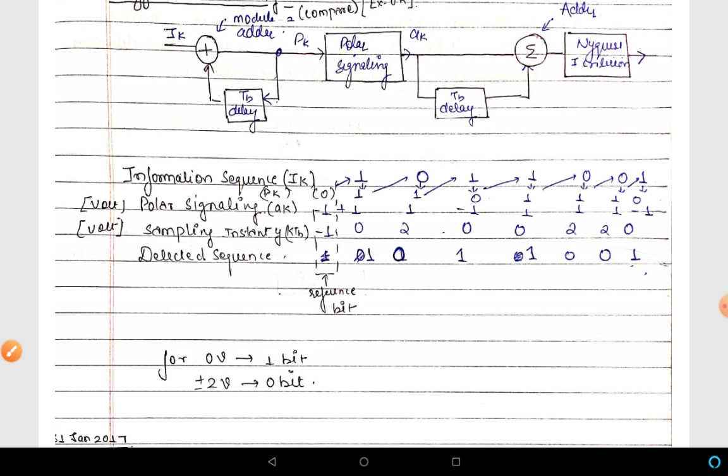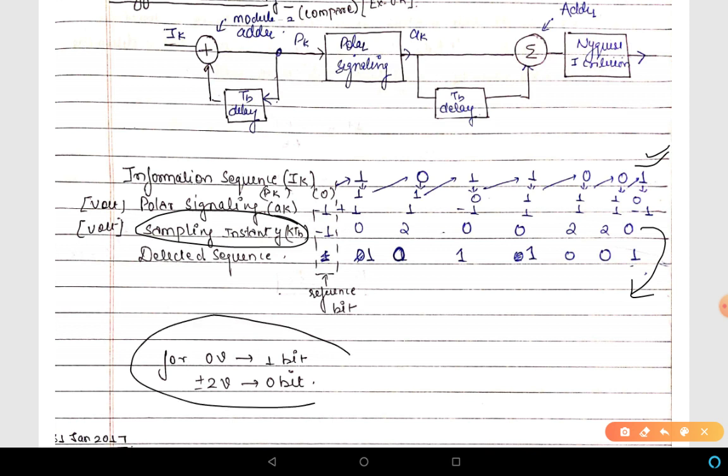Now we have to devise detection. These are the sampling instants. We have to devise a detection rule so that the bit detected at the receiver is the same as the transmitted bit. This is the decision rule which is defined. Whenever I encounter 0 volt, the decision will be taken in favor of bit 1, and whenever at the sampling instant I encounter plus or minus 2 volt, the decision will be taken in favor of bit 0. If I use this rule, let us see what happens.